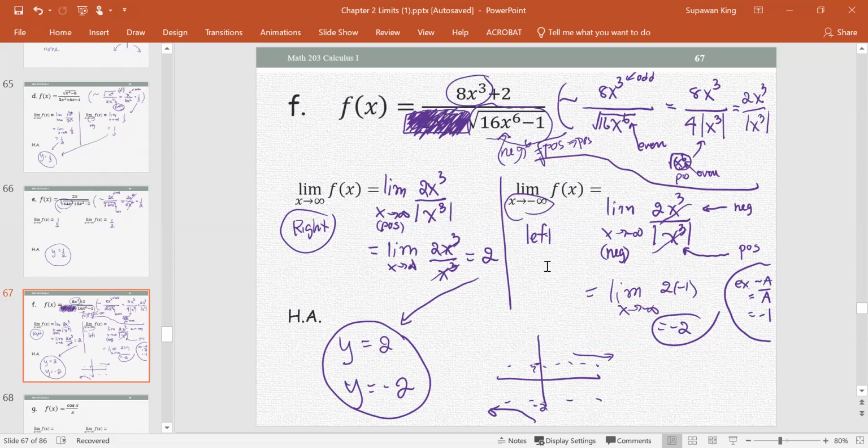For this kind of problem, you can use the graphing calculator to verify. Adjust the window, x min and x max, to be very large, and zoom in and zoom out to see what happens to the left end and the right end. That's another way to verify, but this is the way to analyze it without using the calculator, by using the limit.